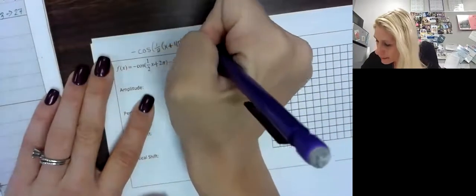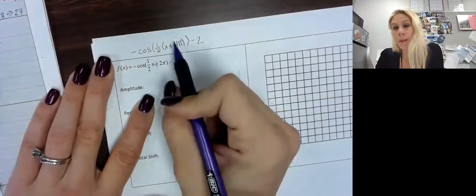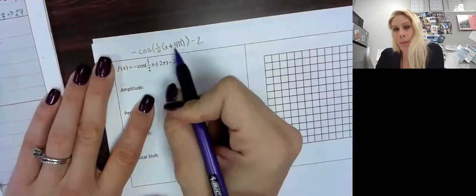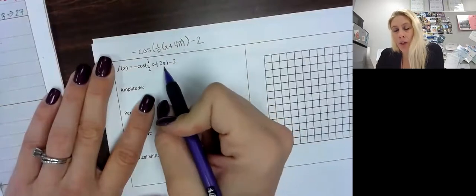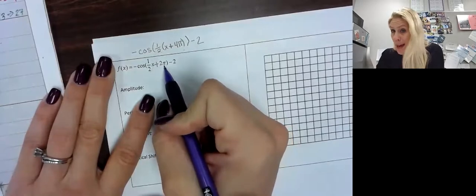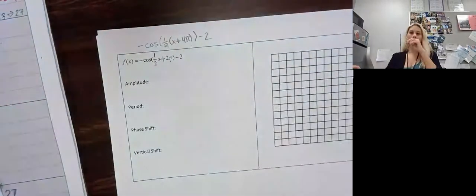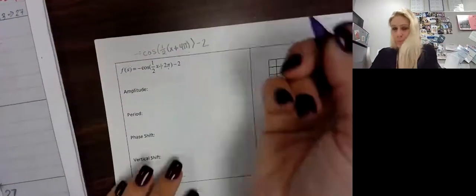Now, here's how you can check your work. If I were to distribute that back in, so I would have 4 pi times 1/2, do I get 2 pi? Well, 4 pi times 1/2 is 2. So yes, we're good. So always check your factoring.